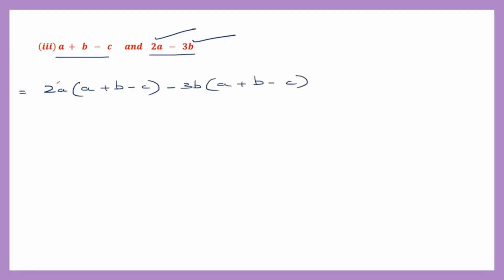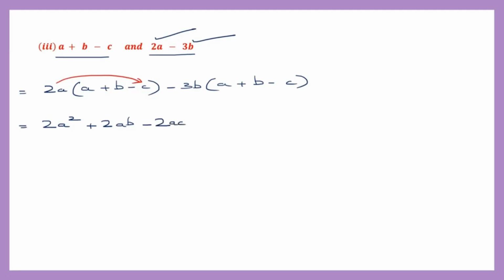Now let's begin with 2a into a. 2a into a, we can do it here itself. The numbers 2a into a is 2a square. So that is over. Now we have to multiply 2a into b. So 2a into b, the sign is plus, the numbers 2, a into b is ab. So that is also over. Now we multiply 2a into minus c. Minus into plus is minus, the numbers 2, a into c is ac.